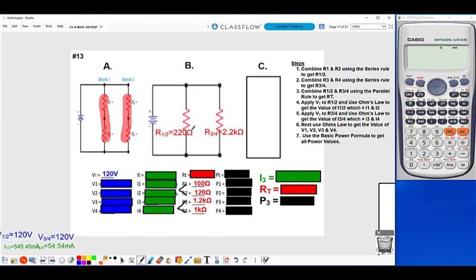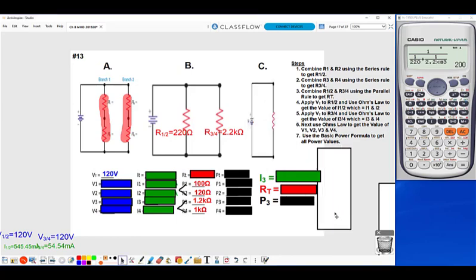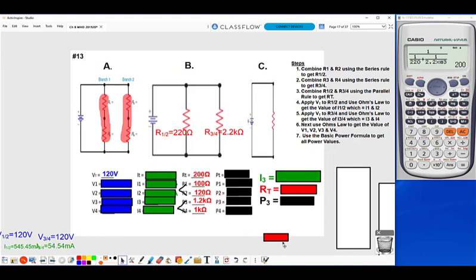Now I have 220 ohms in parallel with 2.2 k ohms. So I'm going to use my reciprocal formula, 1 over, under, 1 over, under 220 ohms, plus 1 over, under 2.2 k ohms, it equals, and my RT is going to be 200 ohms. So I can fill in the blank right here, 200 ohms.